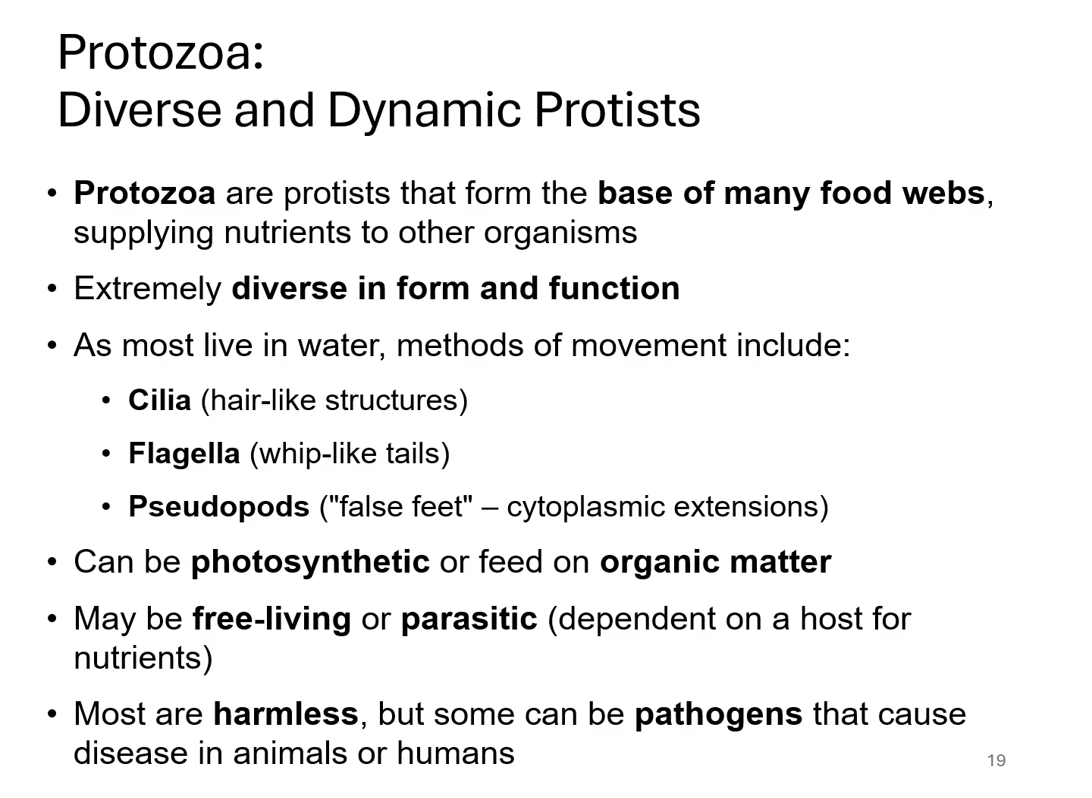Our second eukaryote are protozoa. So just like algae, these are also protists. And these protozoa serve as the base of many food webs. So they are the food for many other organisms. They're very diverse as well in terms of form and function, and most of them live in water.